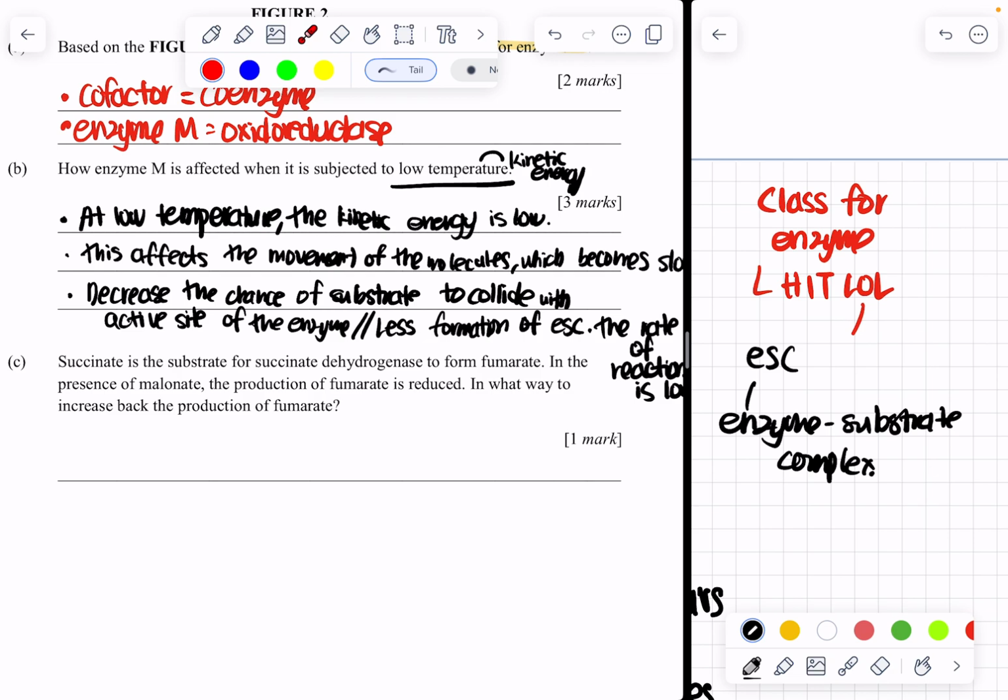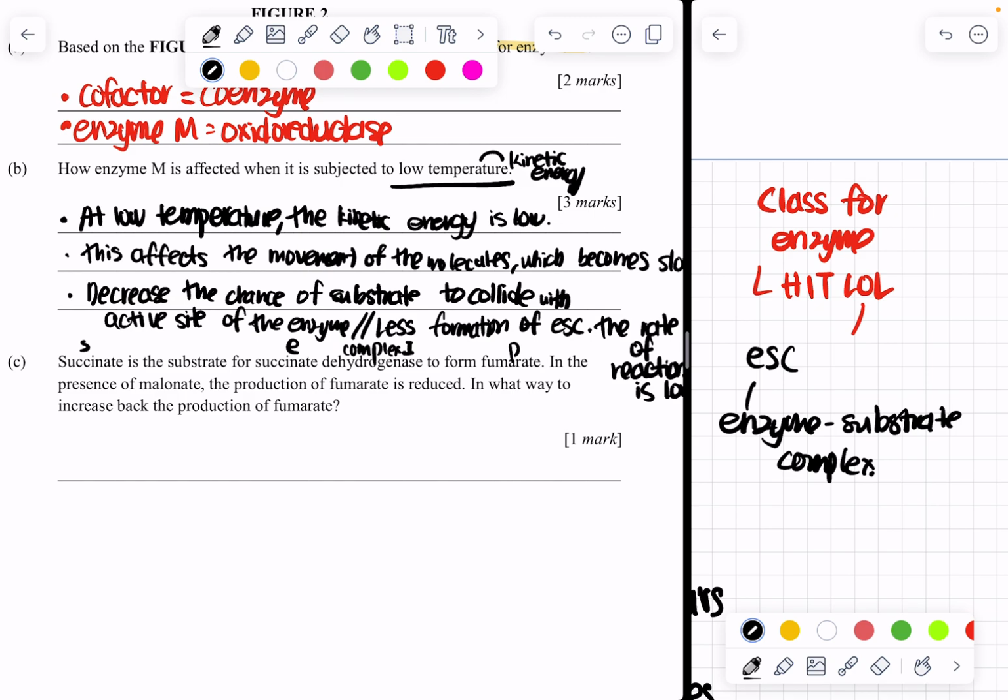And C, quite a long sentence there, but we are going to try to dissect it, right? Succinate is the substrate. I'm going to put S here. Succinate dehydrogenase, of course, this is enzyme. And hopefully you guys remember from chapter 5, this is from complex 1, 2, 3, or 4. Okay, you guys are good. Complex 2. To form fumarate. So fumarate is the product.